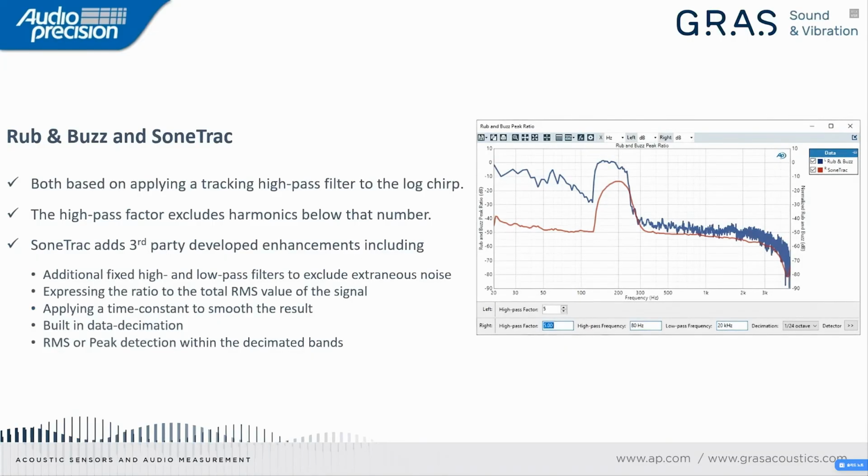As previously mentioned, we then have our SoundTrack, which, as you can see once again on the graph, reduces the noise in the result, and this can make it much easier for detecting rub and buzz artifacts. It has built-in decimation, so you can choose your octave decimation, and it has an RMS or peak detection mode.